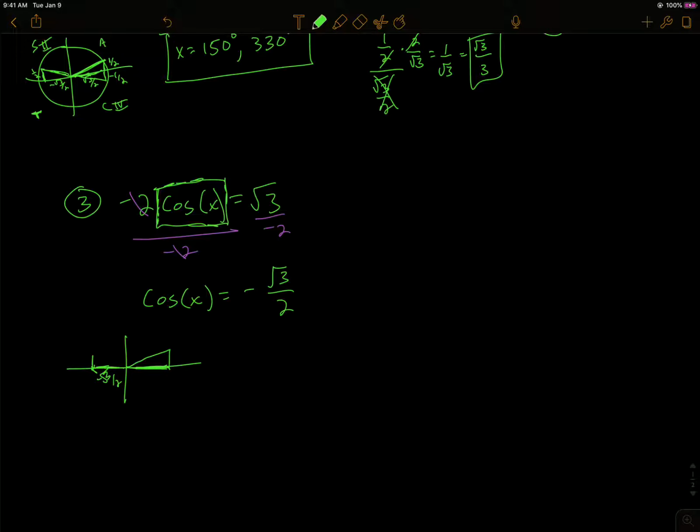So that means when I go up or down from 180, both of those will be the negative cosine angles with a reference angle of 30. So it's going to be the 180 minus the 30, so 150. And then we're going to go 30 past 180, so it's going to be 210.